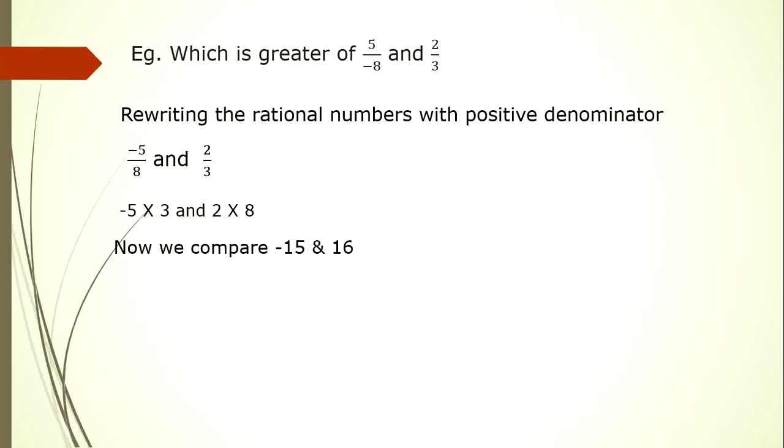Now we have to compare minus 15 and 16. Of course, you know that 16 is greater than minus 15. You know that all positive numbers are greater than negative numbers. So, 2 by 3 is greater than minus 5 by 8. How did we get the 16? Just go to the side where we have 16. In the previous step, we had 2 into 8, and before that we had 2 by 3. So we can say that 2 by 3 is greater than minus 5 by 8.